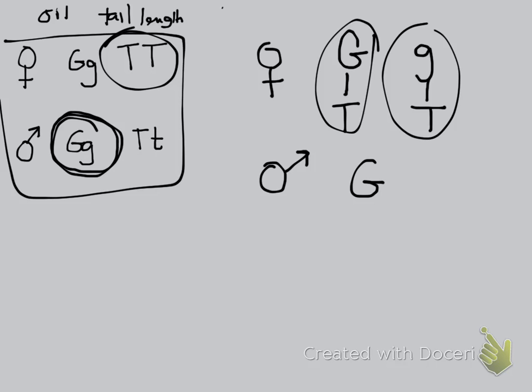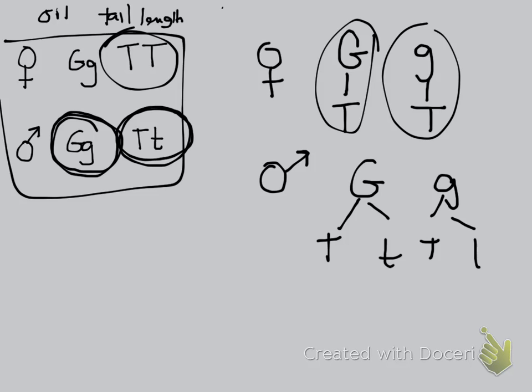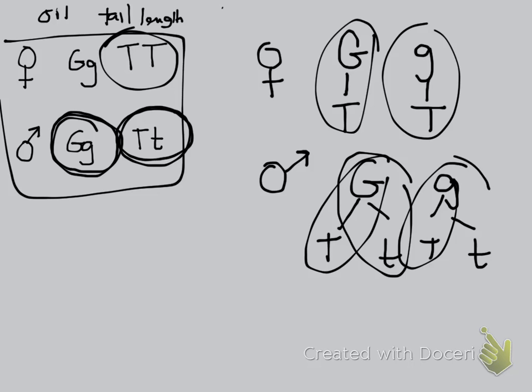He could make a sperm with a big G, he could make a sperm with a little g. Either one is possible. For tail length, for every sperm that has a big G, could it get a big T? Yeah. Could it get a little t? Yes. And for every sperm that has a little g, it could get a big T or a little t. So Dad has 1, 2, 3, 4 possible combinations of these two genes in all of his sperm.